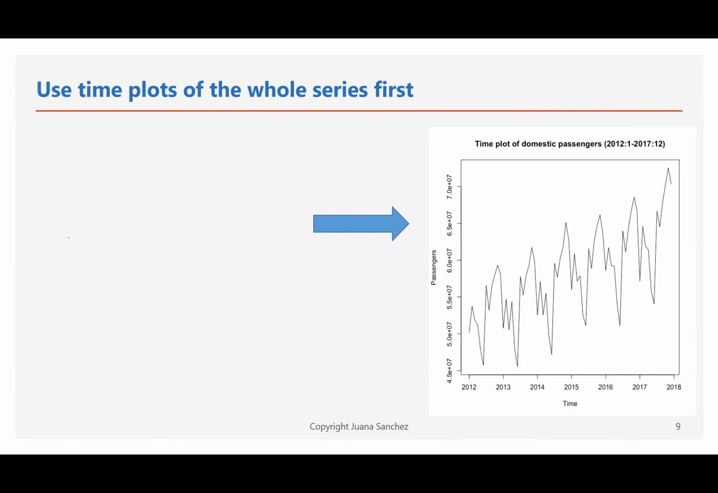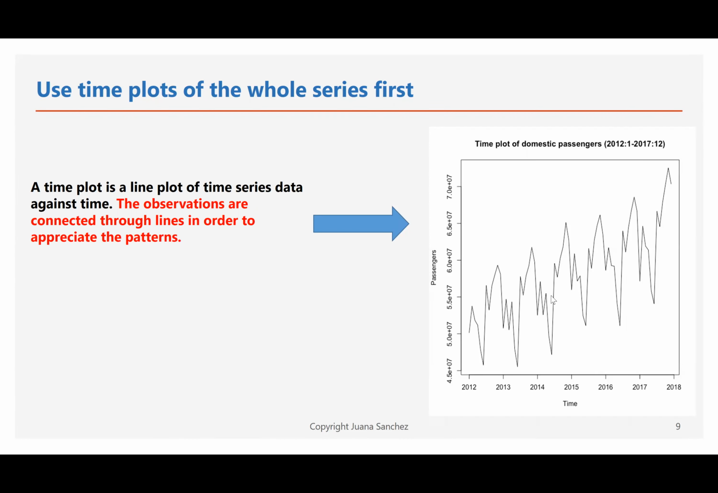Use time plots of the whole series first. A time plot has time in the horizontal axis, the measurement in the vertical axis, and the observations are connected by lines. This is a monthly time series, as we can see, because we have January 2012 represented here, through December 2017. A time plot is a line plot of time series data against time, connected by lines. The observations are connected through lines in order to appreciate the patterns.